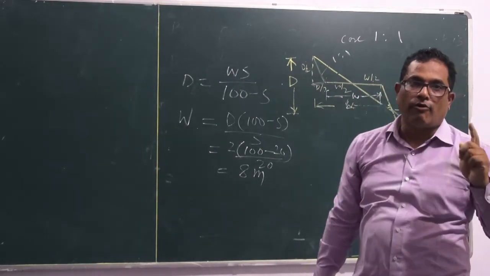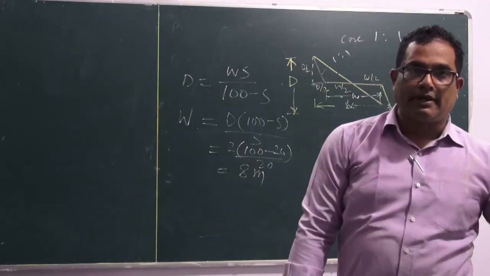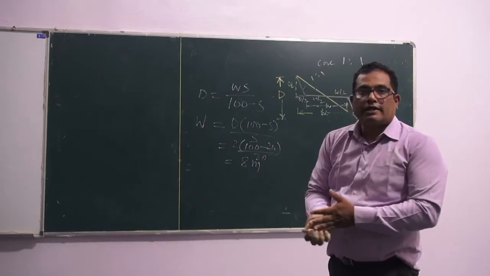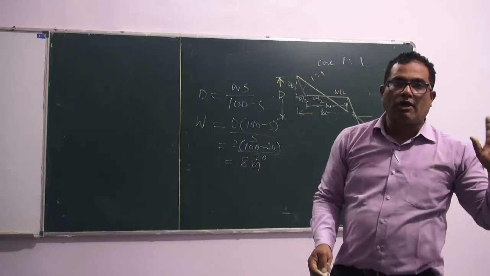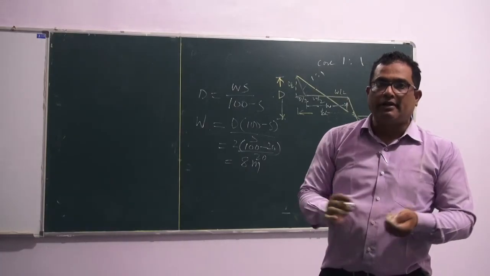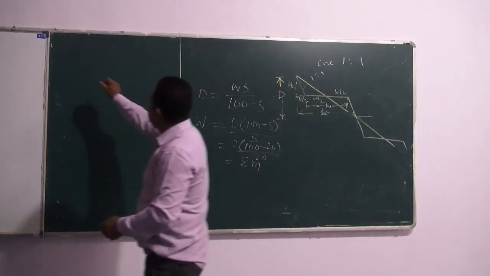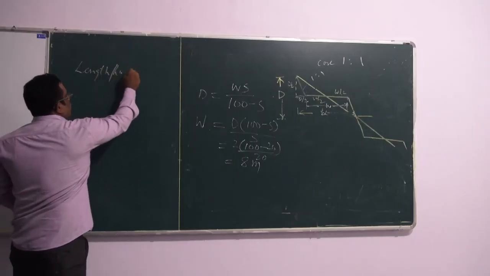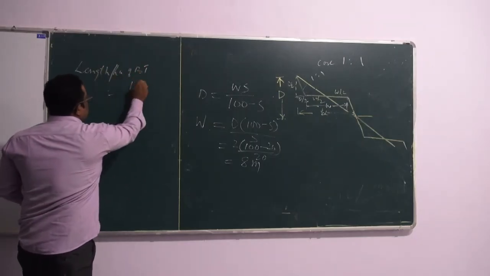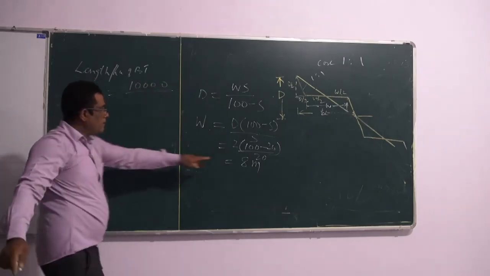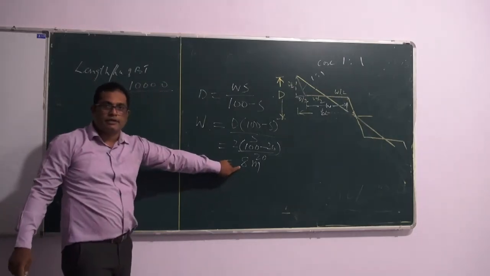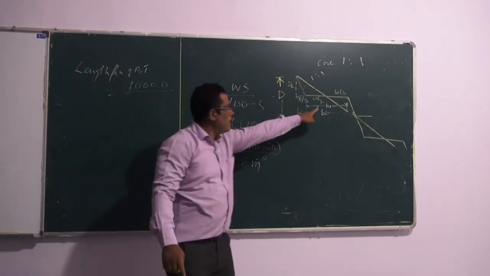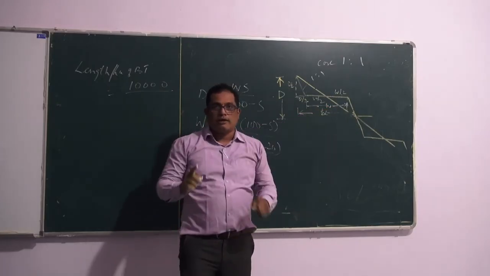What is our question? Our question is to find the length per hectare. Per hectare is 10,000 square meter. So the length per hectare of bench terrace will be 10,000 divided by 8. Will it be 8? No, it won't be 8, because it is the horizontal spacing. This is the actual width available for cultivation.